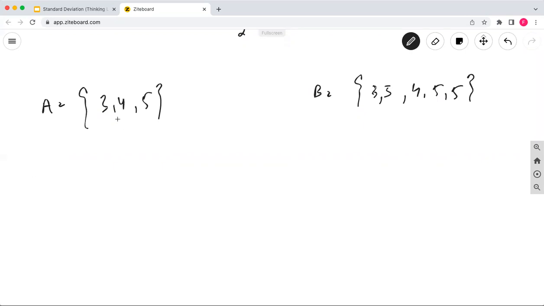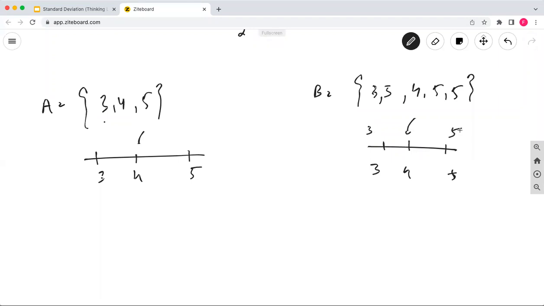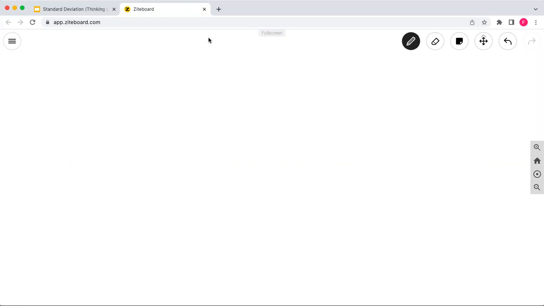If you see, both of these have 3, 4, and 5. The mean in both is 4, right? Now, in the second set, you add one more 3 and one more 5. Those are very much far away from the center. That's why the standard deviation will increase. You can also use the formula and check whether standard deviation increases or decreases, and you will come to know that standard deviation actually increases.